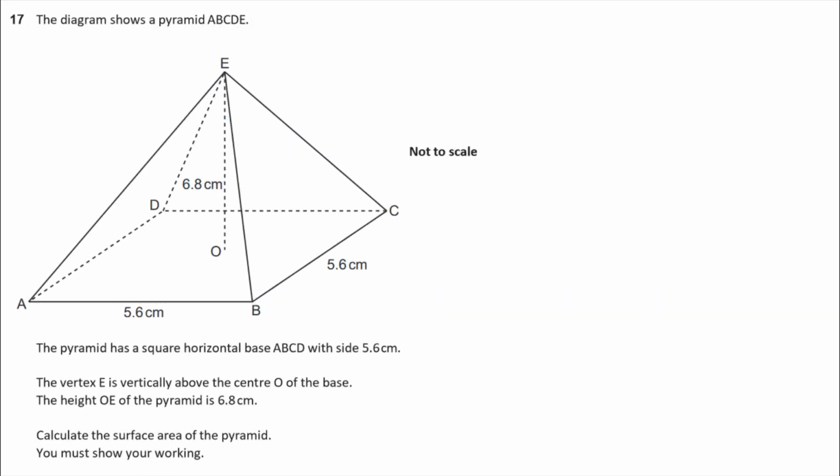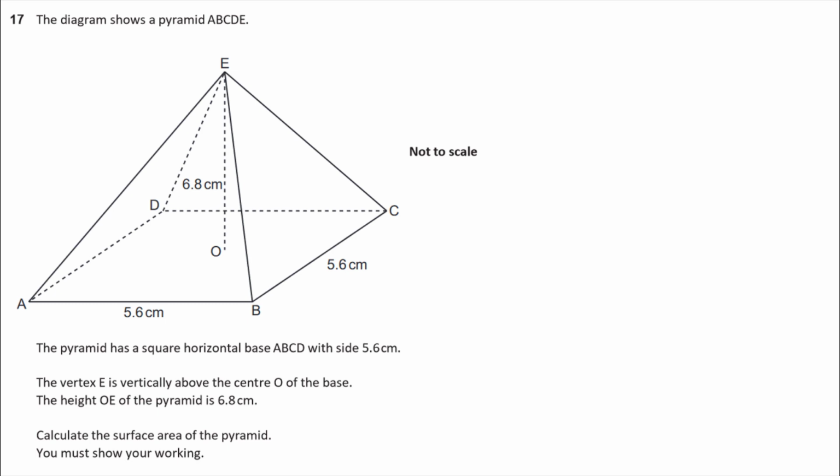Okay. Question 17. The diagram shows a pyramid A, B, C, D, E. The pyramid has a square horizontal base A, B, C, D with sides 5.6 centimeters. The vertex E is vertically above the center O of the base, and the height OE of the pyramid is 6.8 centimeters. Calculate the surface area of the pyramid. You must show your working.